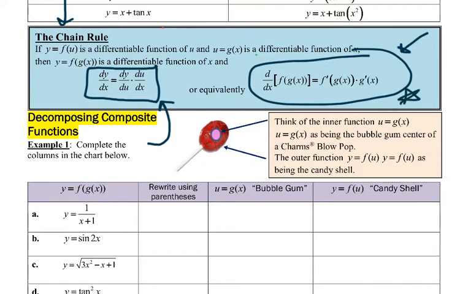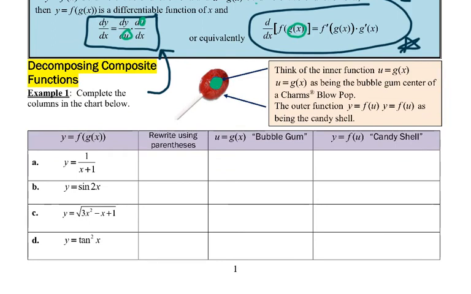So we're going to think of this like a Blow Pop, right? The outside shell, or the outside function, is the candy. The inside function is this green gum in here, right? And we're going to be calling that the u, or the g of x. So it's the g of x or the u in this scenario, and it's the gum. Okay? So let's just go practice identifying what's the gum and what's the shell.